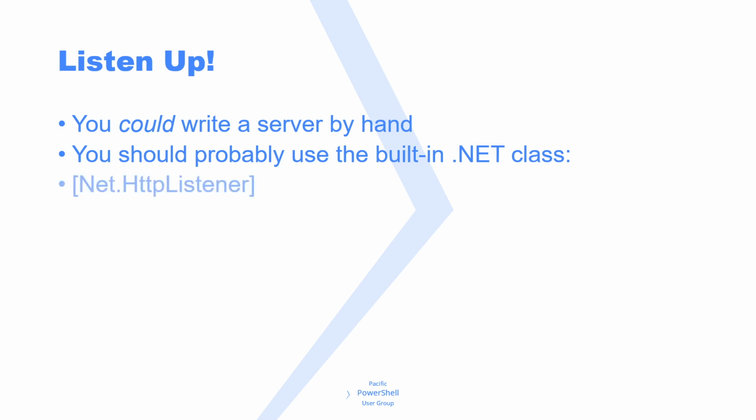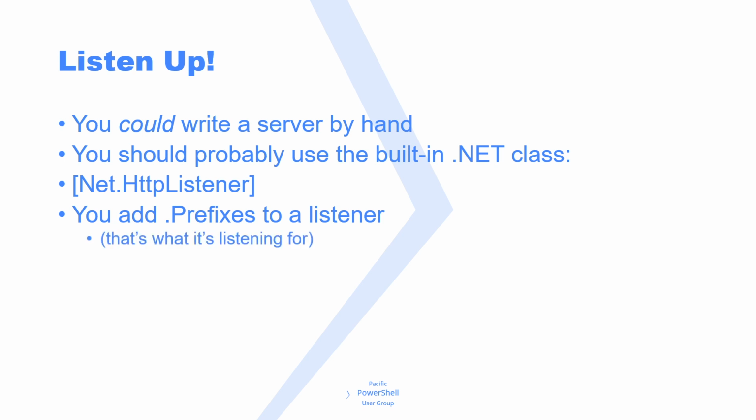But you could just go ahead and use the .NET HTTP listener class. That's System.Net.HttpListener. We can go look at its documentation if you'd like, but I'm actually just going to show you the few lines of code that create a very simple server. Before that, we're going to talk about the high level of how you do that. You add prefixes to a listener. That's what it's listening for.